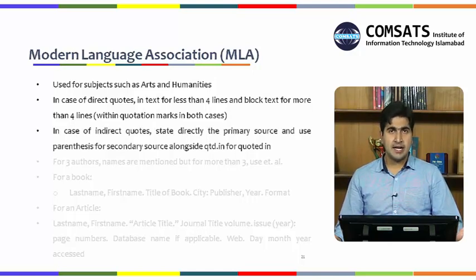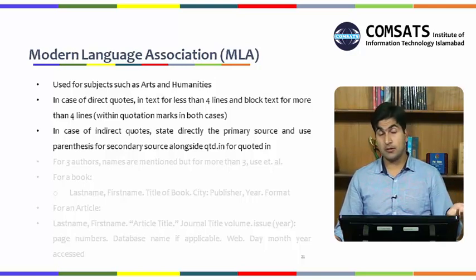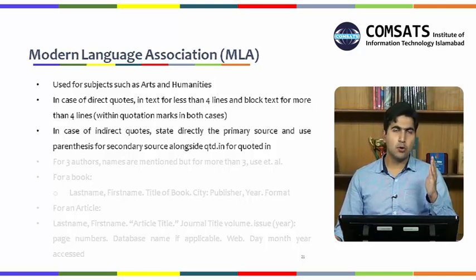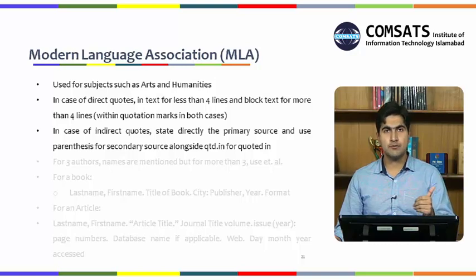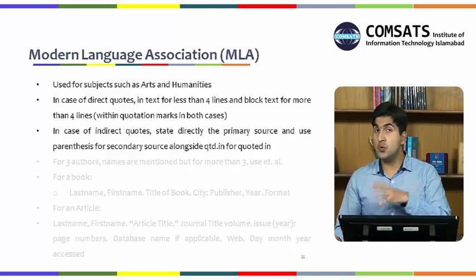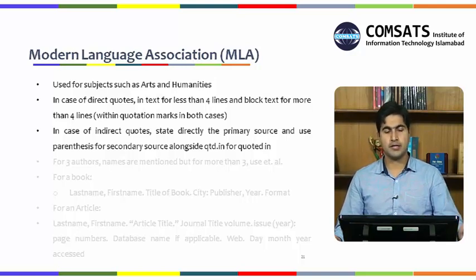If there are indirect quotes, you are not taking direct quotes from the source, but on the contrary, you have found them in another source, which becomes the secondary source. So you first have to state directly the primary source, and then you use parentheses to mention the secondary source. Within the parentheses, you write qtd. in and then the secondary source name. Qtd. in refers to quoted in, which means where the primary source was quoted from which you have taken it. So that's how you write it.